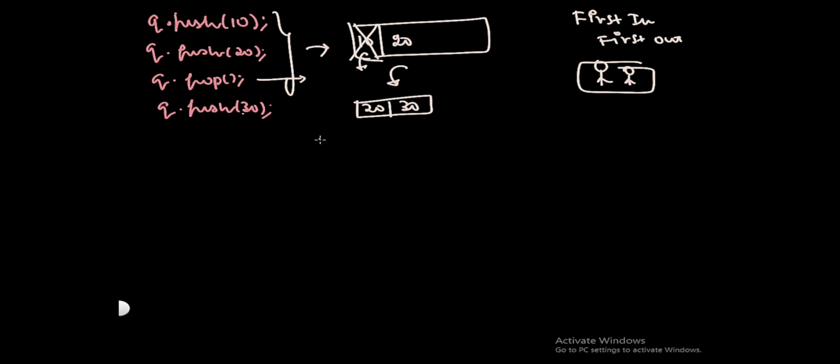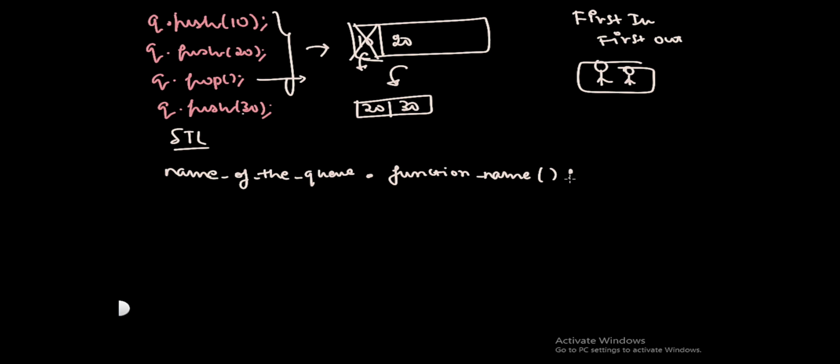So we have various functions which are available in the STL implementation. We have to just use the name of the queue, name of the queue dot the function name, and if the function involves some parameters, then we have to write those. So what are the various functions? The first one is q dot push and element x. Then we have q dot pop, which would be popping the first item.